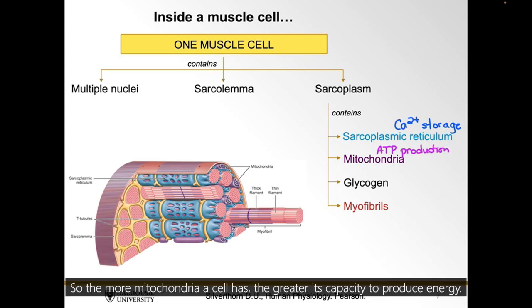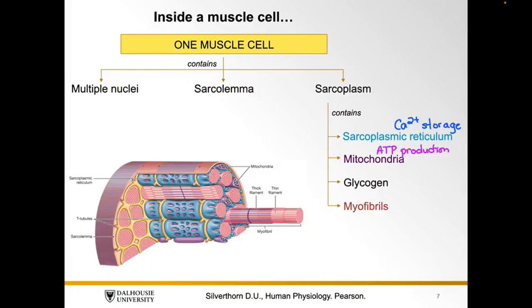So the more mitochondria a cell has, the greater its capacity to produce energy. So think about your skeletal muscle, which need energy to contract. It's really important to have lots of mitochondria in skeletal muscle, so we always have energy not only to walk and to run, but even just to hold our posture, to breathe, and to respond to emergency.